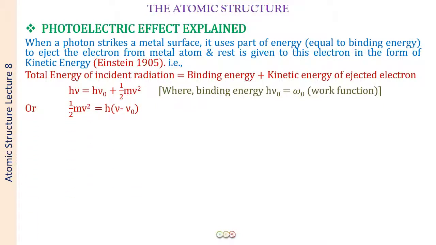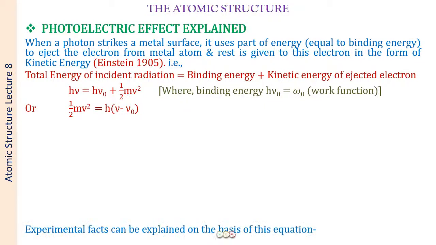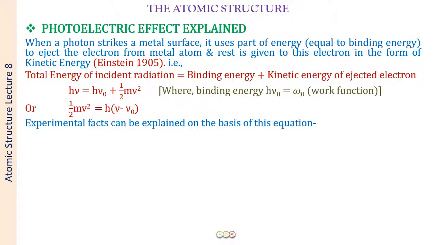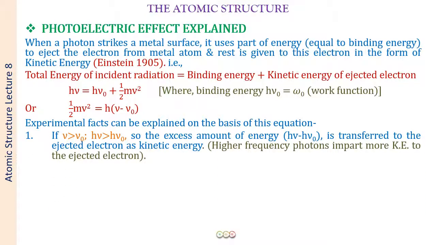Or we can say that half mv square is equal to h into nu minus nu naught. So how are the experimental facts of the photoelectric effect explained on the basis of this equation? If the frequency of the incident radiation is greater than the threshold frequency, then the energy of the incident radiation is greater than the binding energy.